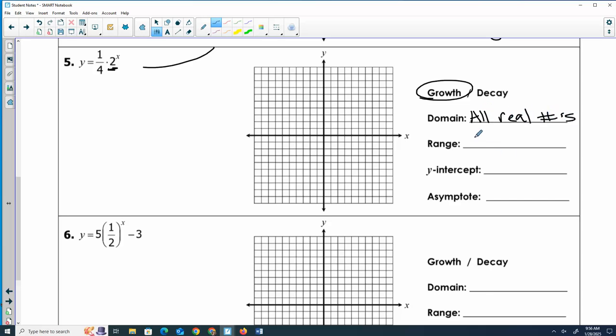Okay, my range should be y is greater than something. Asymptote is y equals something. What are we adding or subtracting on the end? We don't have anything. So what does that mean? 0. My range is going to be y is greater than 0. My asymptote y is equal to 0. All right. Let's make our t-chart and graph this.